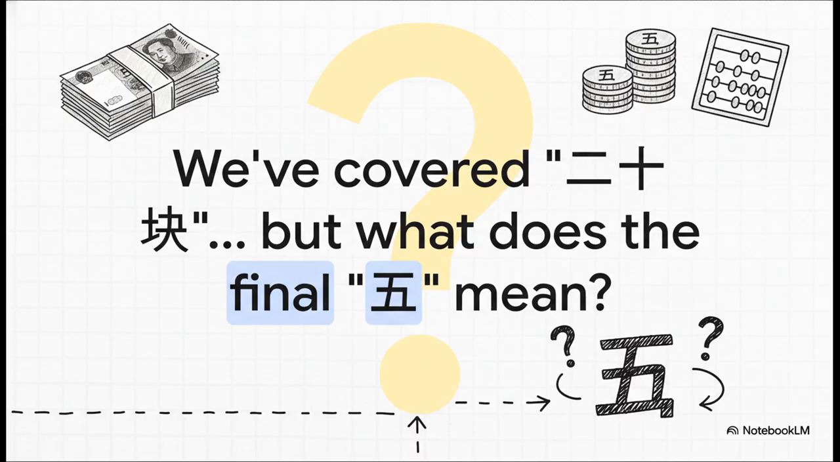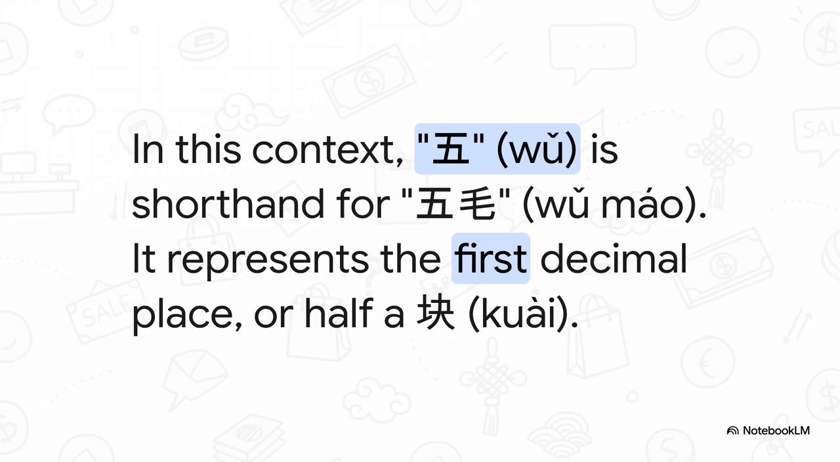20 kuai wu. This leads us to the next question we have to answer. What exactly is the grammatical and monetary function of that final character, wu? What's it doing? And here it is, the final piece of our puzzle. When a number comes right after kuai with no other unit attached, it's representing the first decimal place. The full formal term is mao, which is 1/10 of a kuai.